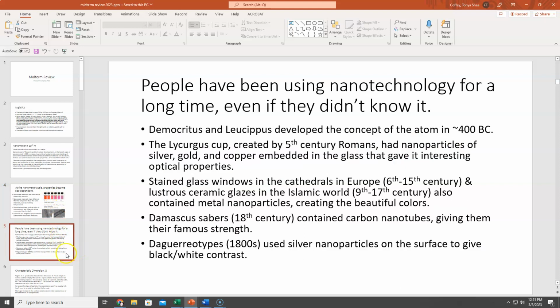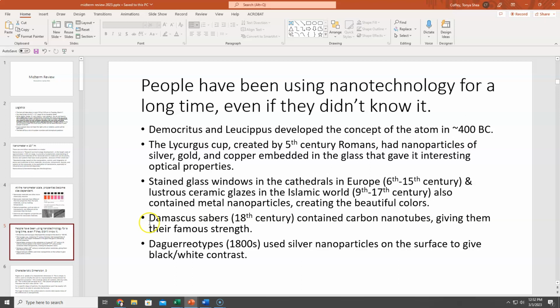Nanotechnology has a long history, even if folks didn't understand what they were doing. The concept of the atom was developed in 400 BC, and in the 5th century, the Lycurgus cup had nanoparticles of silver, gold, and copper embedded in the glass, and that gave it its pretty colors and its interesting optical properties. In fact, people have been creating metal nanoparticles in stained glass windows in cathedrals in Europe for a long time as well. These date from the 6th to the 15th centuries, and they have these beautiful ceramic glazes in the Islamic world from the 9th to the 17th centuries that contain metal nanoparticles as well.